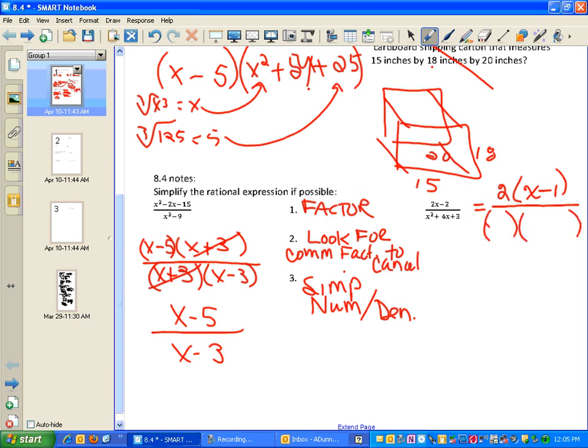X plus 3 and x plus 1. Does anything cancel? Does anything cancel? Your factors have to be identical, number and sign. Nothing cancels, therefore this stays 2x minus 2 over x squared plus 4x plus 3. So I can't go back to the original.